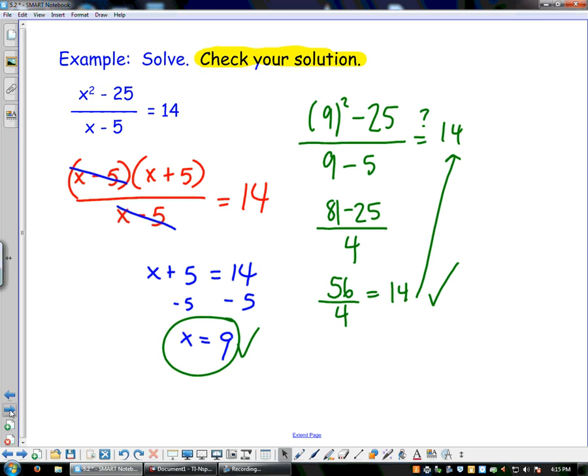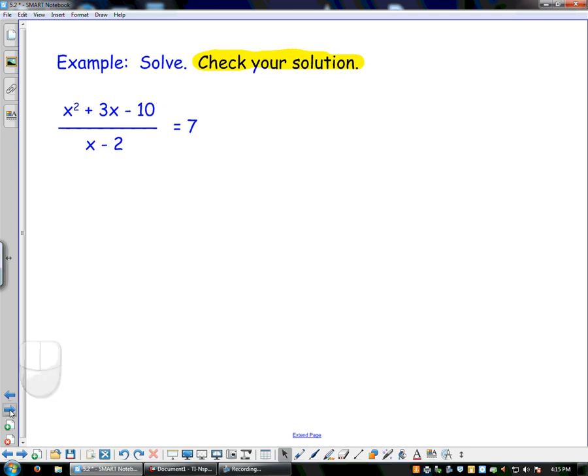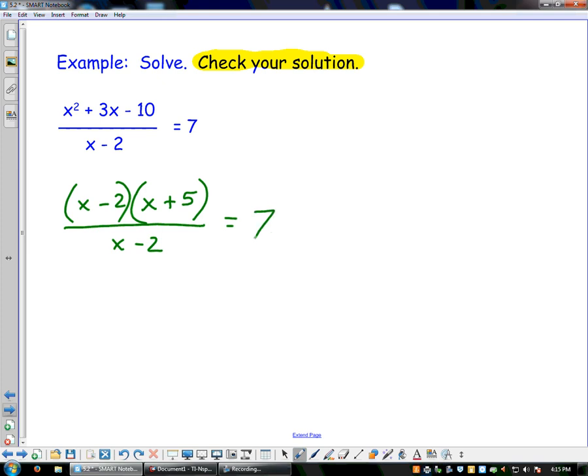All right, looks good. Let's try one last problem. This one is same type of deal. We're solving. Check your solution on this also. And so if we factor out the x squared plus 3x minus 10 using product sum, we'll end up with an x here and here. We'll end up with a 5 and a 2 here and here. We need a plus there and a minus there. And we're going to divide by x minus 2 equals 7. And then we can divide out the x minus 2 here with this x minus 2. We get x plus 5 equals 7. Subtract 5 from both sides, we get x equals 2. So 2 is our solution.